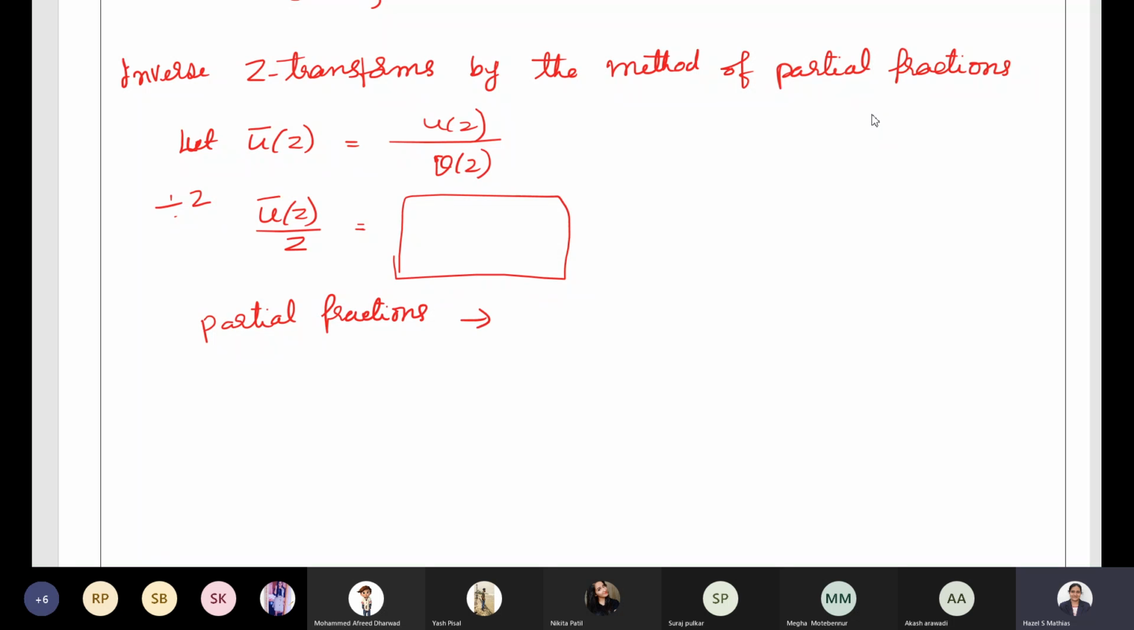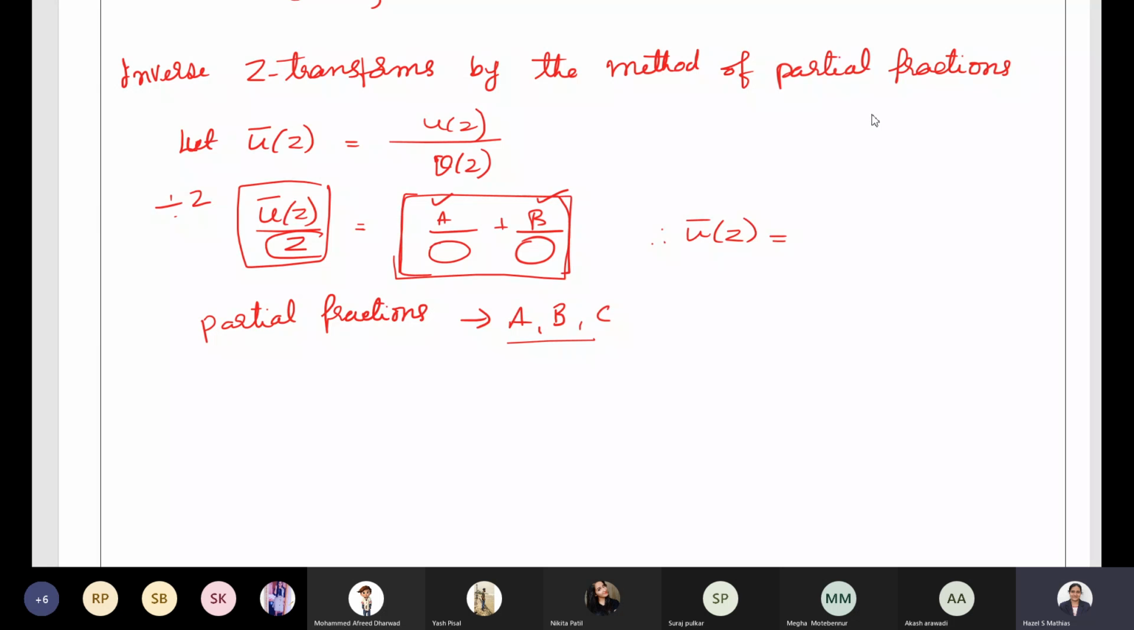And find the values of the constants a, b. Sometimes you may get c also, suppose you have a cubic term in the denominator. Find the values of a, b and c. Substitute over here. You will express them as a by something plus b by something. Substitute a and b. You will find u bar of Z by Z. Afterwards find u bar of Z. That is, multiply this Z to this term. You will get u bar of Z. Then find the inverse Z transform. So this is how you find the inverse Z transforms by the method of partial fractions.